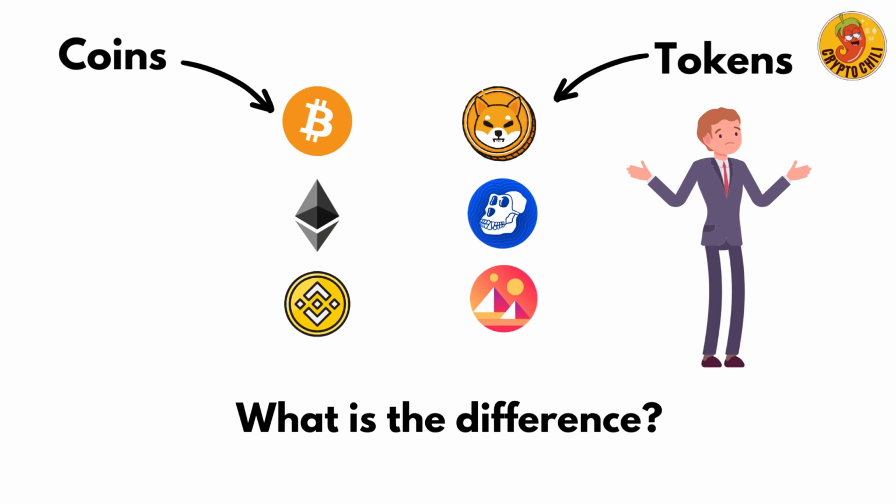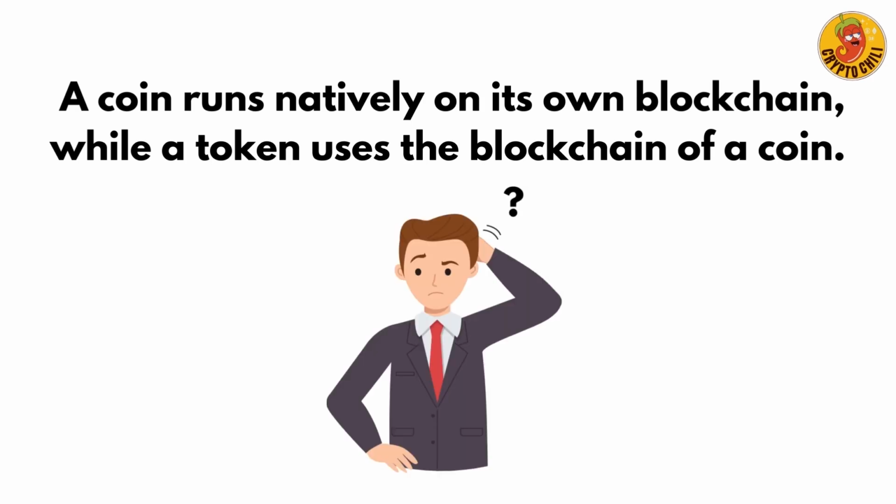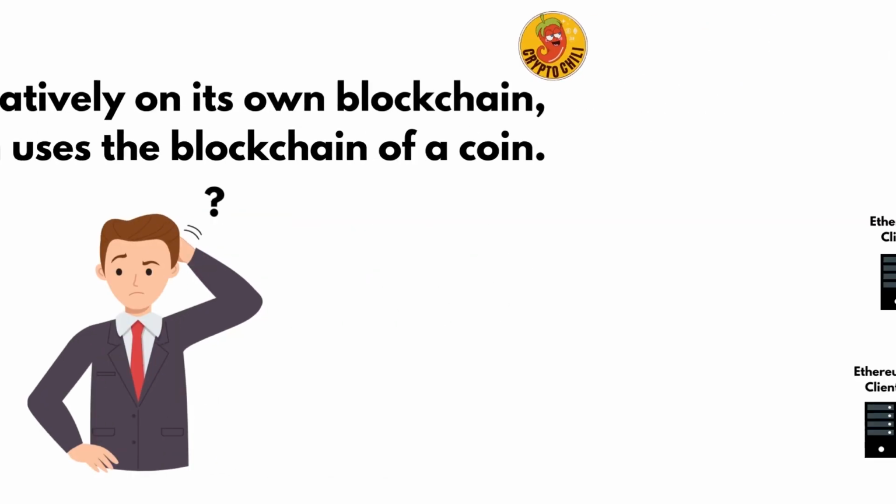In this video we want to explain the difference between coins like Bitcoin, ETH, Binance Coin, and tokens like Shiba Inu, ApeCoin, and Mana. So let's get started. The short answer to the question often given is that a coin runs natively on its own blockchain, while a token uses a blockchain of a coin. Sounds confusing? We can sort this out.